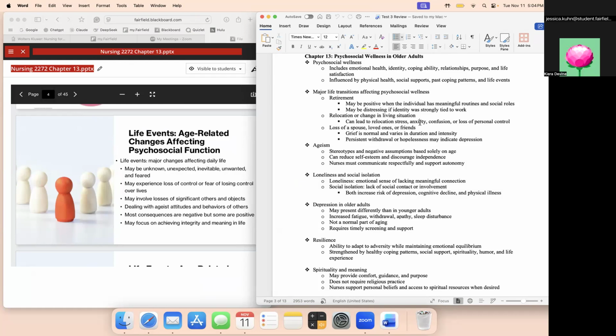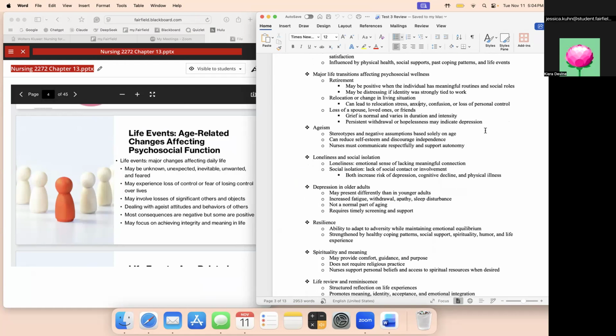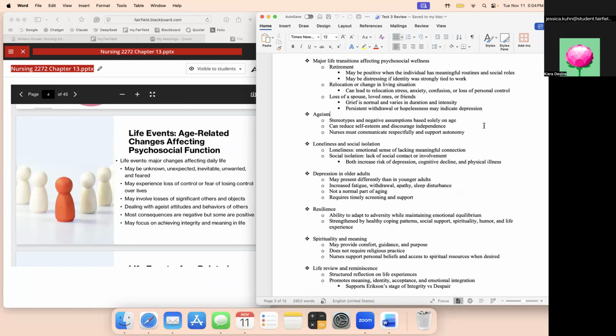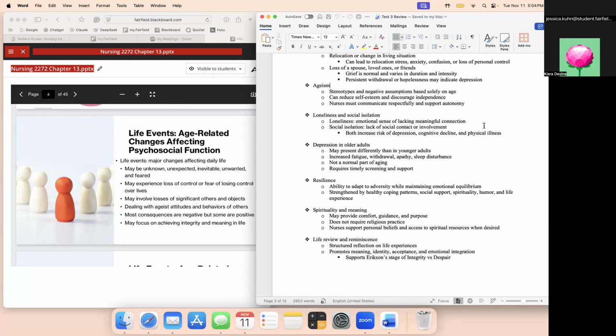A lot of older adults have to go live somewhere other than by themselves anymore. They might move in with their child, or they might go into assisted living, and then there is loss of a spouse, loved ones, or friends. It's a natural part of life that as you age, your peers age, and losing a handful of your peers, especially your loved ones, might have a very strong effect on your psychosocial wellness.